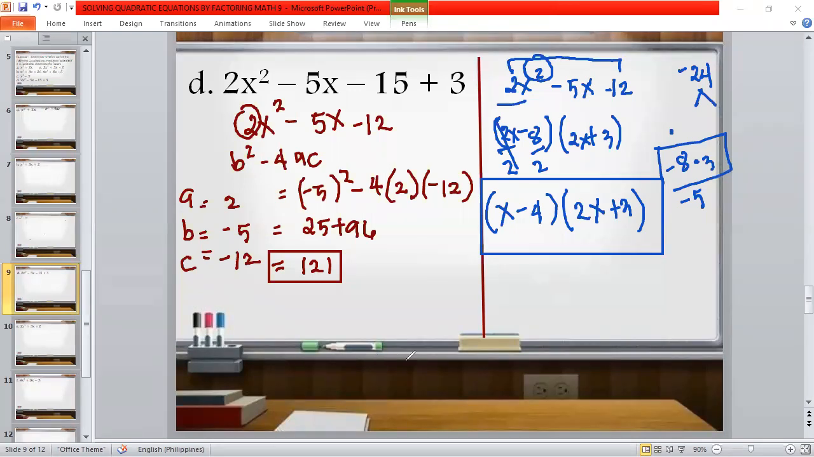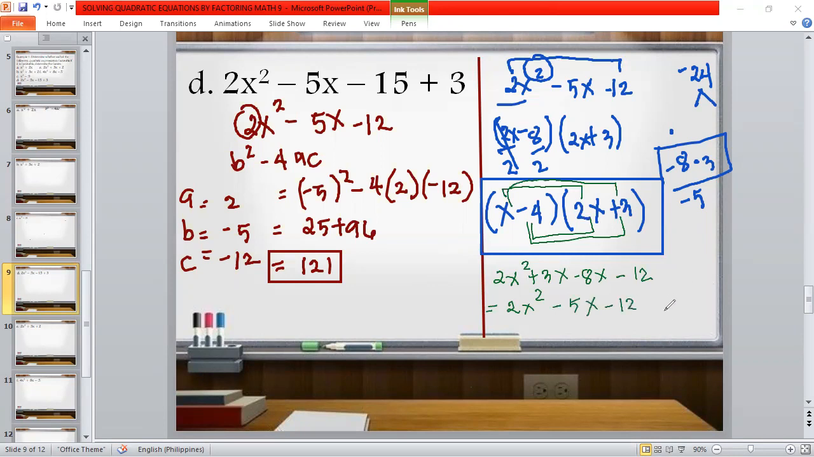Okay, ma'am, paano po namin malalaman kung tama po yung sagot namin? Okay, so we need to check it by using FOIL method. Okay, so using FOIL method, we have x times 2x, we have 2x squared. X times 3, we have positive 3x. Negative 4 times 2x, we have negative 8x. Then negative 4 times 3, we have negative 12. Okay, so let's simplify 2x squared. Positive 3x minus 8x, it will give us negative 5x minus 12.